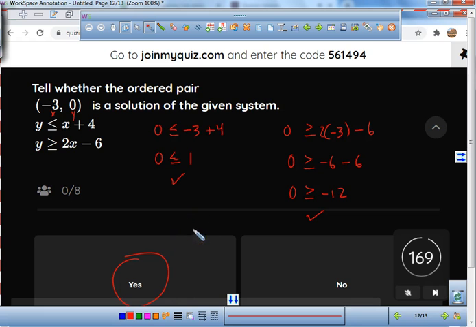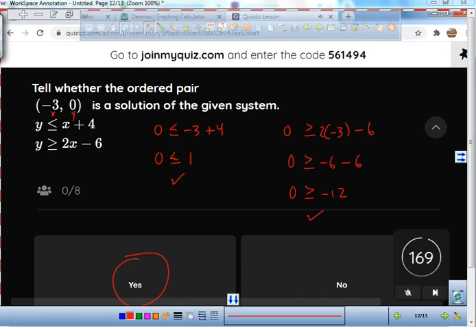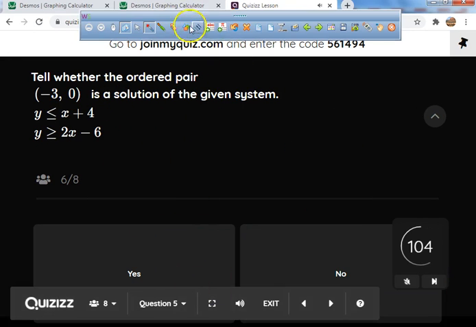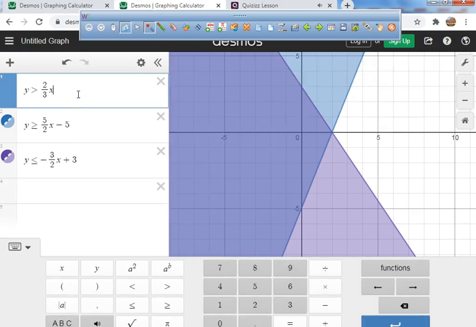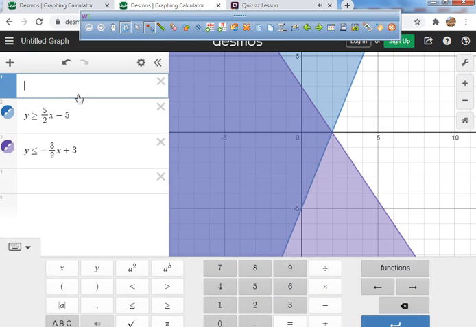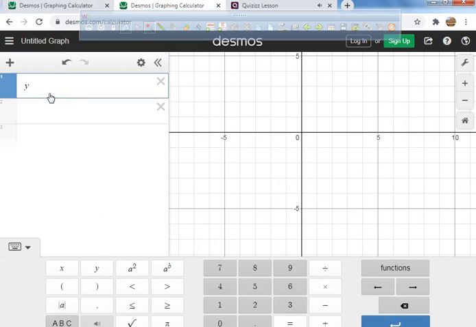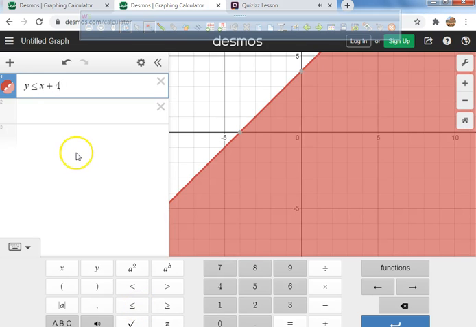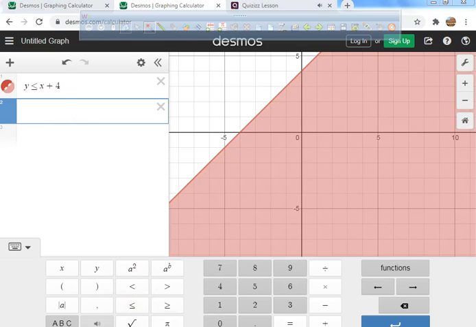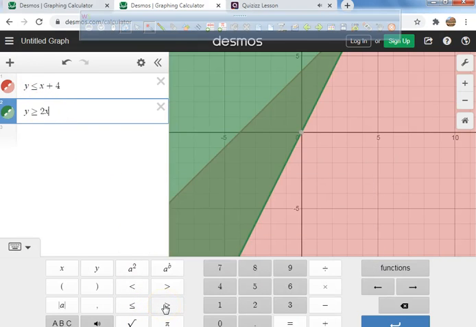Now, the last thing I'm going to do right now is go to Desmos. I'm going to type this one in real quick so you guys can see. All right, let me look at it real quick. It said what? Less than or equal to x plus 4. Here we go. Y is less than or equal to x plus 4. And what was the other inequality? Y was greater than or equal to 2x minus 6. This is the last one we're doing, guys.